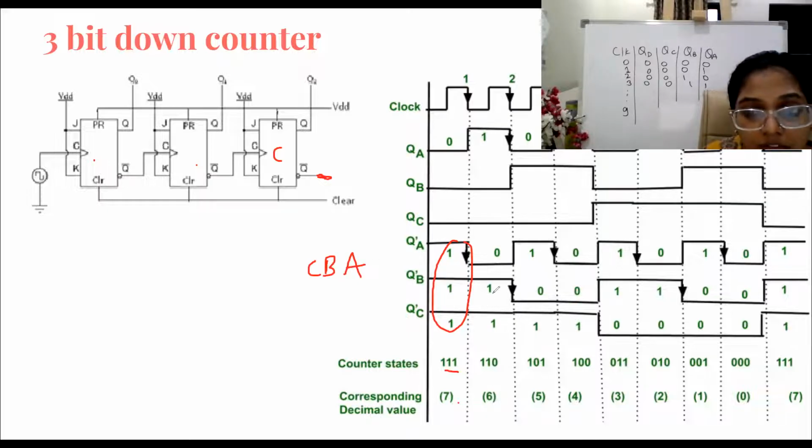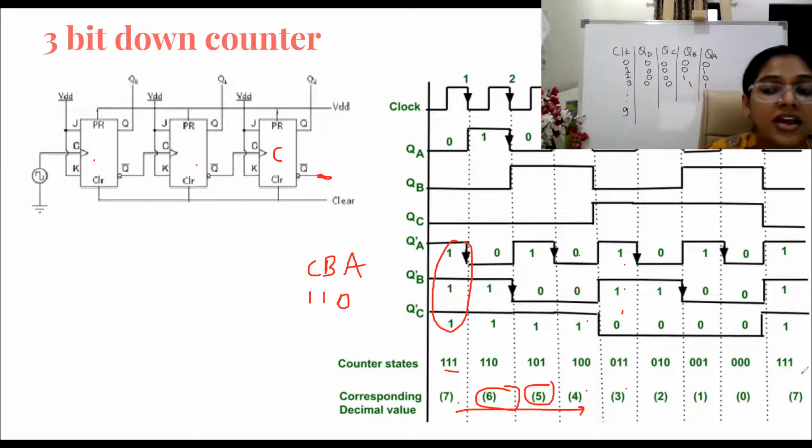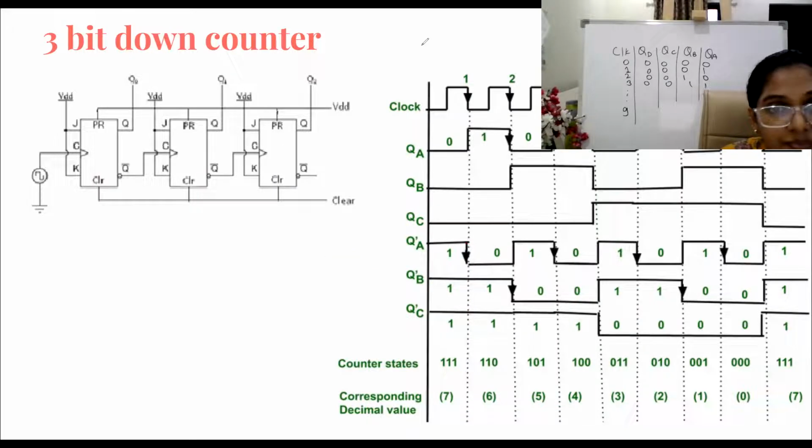सो चलो 1 1 0, सी का पहले, बी का फिर, और फिर 0, 1 1 0, what is the decimal value of that, 6, 1 0 1 5, 1 0 0 4, 0 1 1 that is 3. So क्या हो रहा है, ऊपर से नीचे जा रहा है काउंट, right, 7 6 5 4 3 2 1 0, again 7 से again it will start counting like that, this is known as a 3 flip flops यूज किया इसलिए 3 bit asynchronous down counter, ठीक है, क्लियर है.